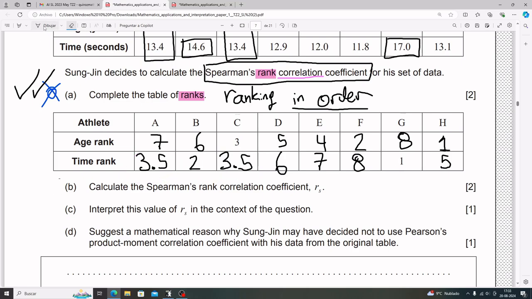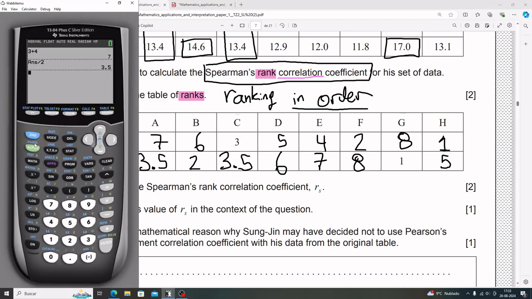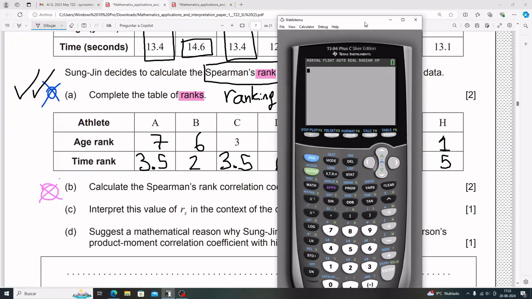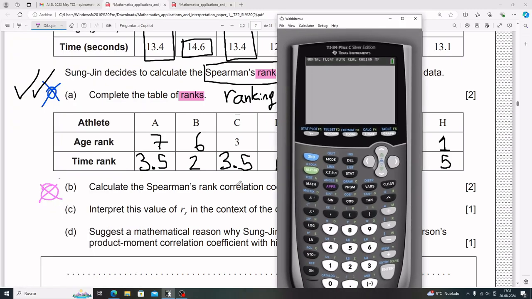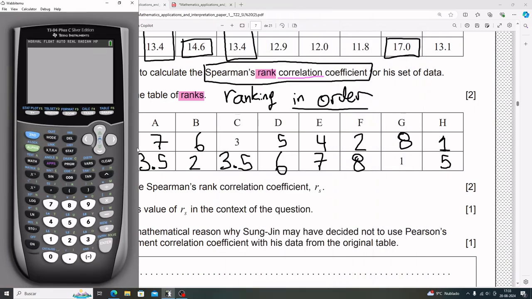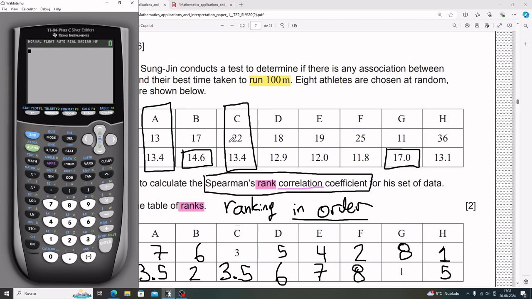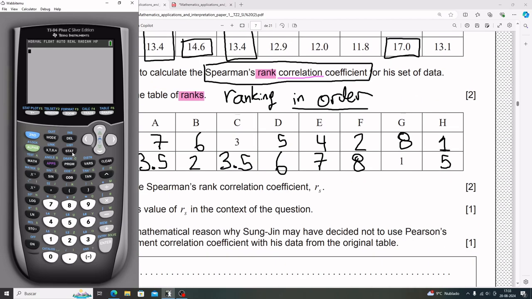For part B, as I was saying, we need to calculate the Spearman's rank correlation coefficient. So, how do you calculate the Spearman's rank correlation coefficient? Obviously, you have to use your calculator because no one knows how to do this by hand. You can, but why would I show you that? So, in your calculator, because we're talking about a statistics problem, you're going to be pressing the stat button. And you are calculating something. You're not testing something, you are calculating something.